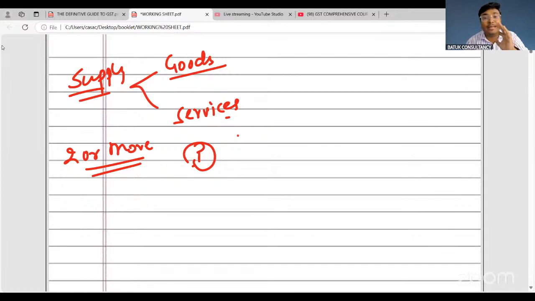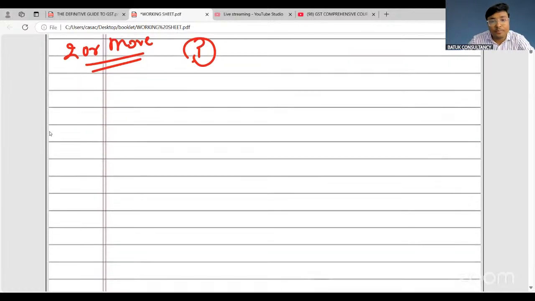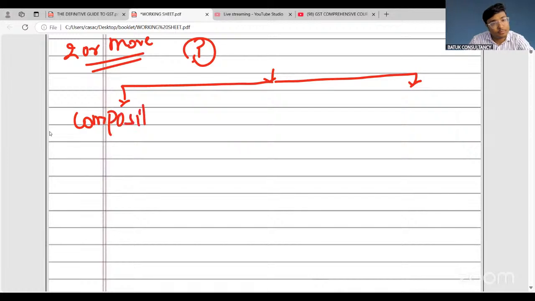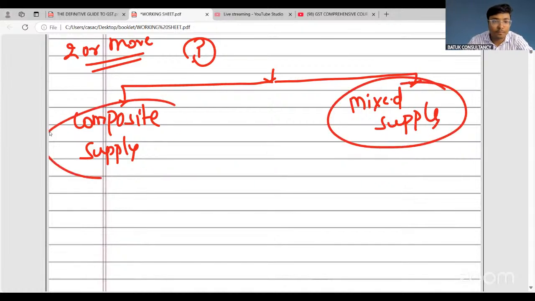So the rate will be determined based on the nature of the bunch. And based on the nature of the bunch, government has divided it into two parts. One is your composite supply. Another is your mixed supply. Based on the nature of that particular bunch, government has divided it into two parts. One is composite supply, another is mixed supply.